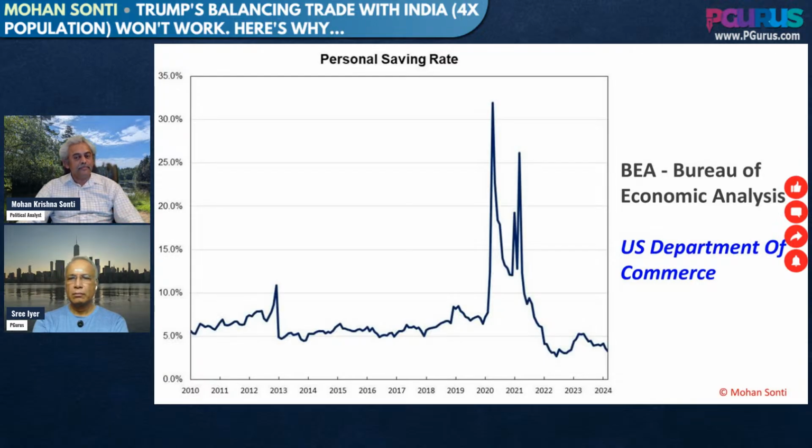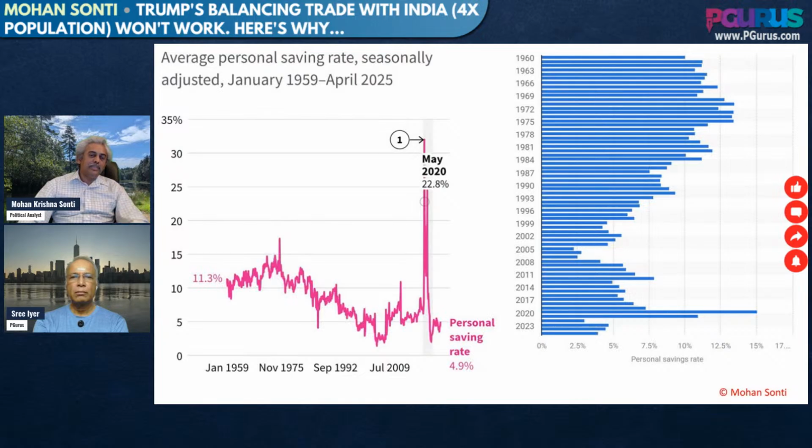They don't save much. We'll see the same statistics from other sources as well, and all of these are also coming from a similar location, from the government data. So you see that average person savings from 1959 to 2025, you would see that in the past, they used to save about 11%, and in some instances, almost 12, 13, or 15%, all the way to the 1970s. And then it started declining quite rapidly.